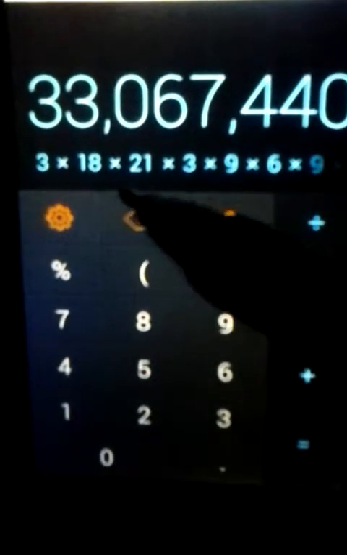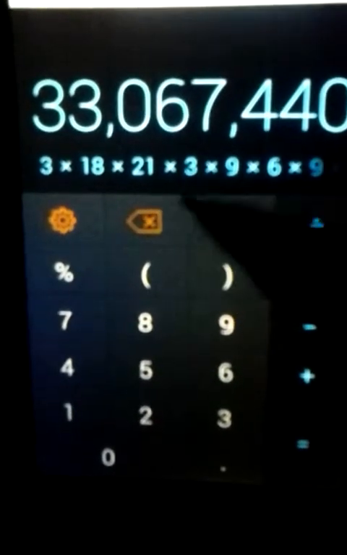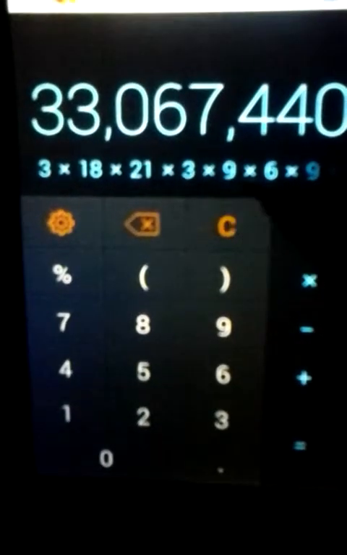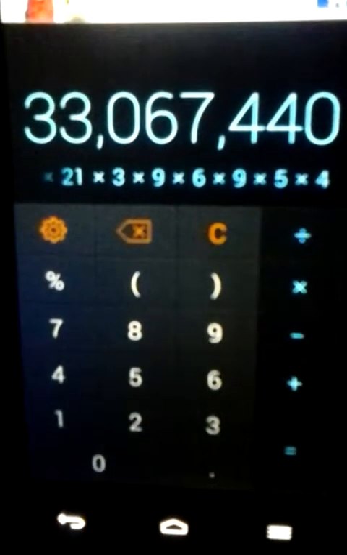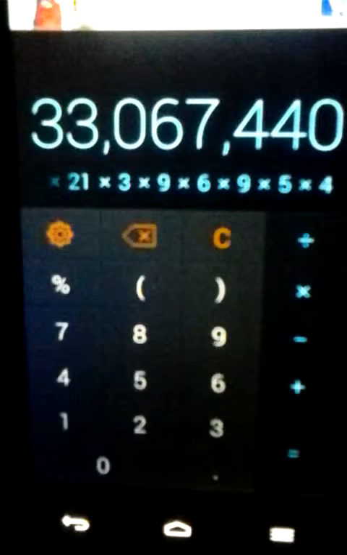C is 3, R is 18, U is 21, C is 3, I is 9, F is 6, I is 9, E is 5, and D is 4. Multiplying the word crucified.